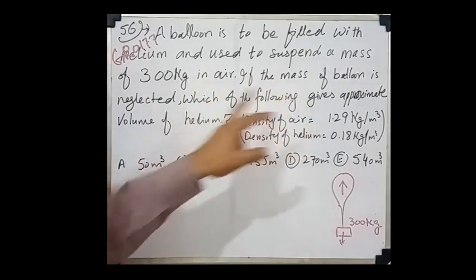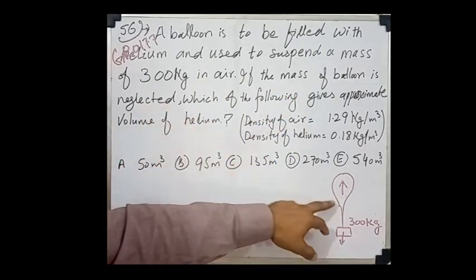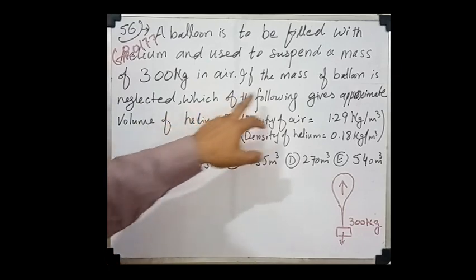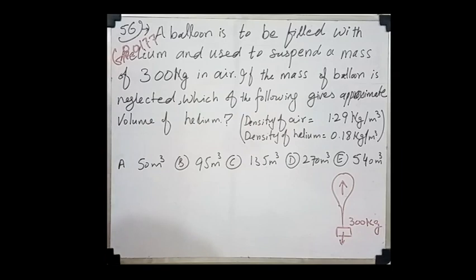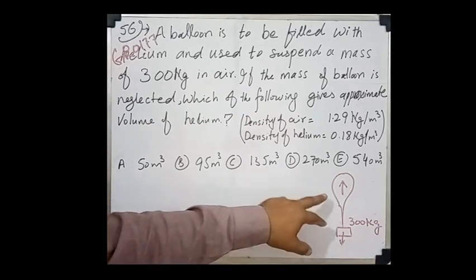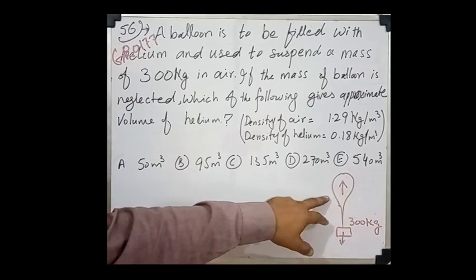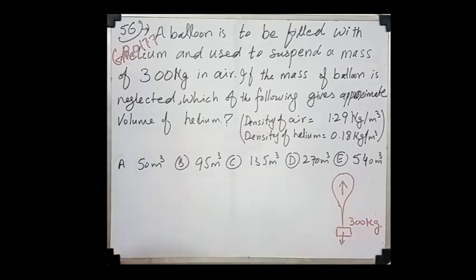If the mass of the balloon is neglected, which of the following gives the approximate volume of helium? So how much volume of helium is required to suspend this mass of 300 kg in air if we neglect the mass of the balloon?